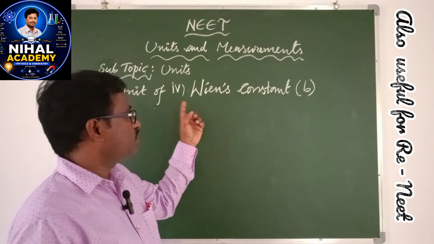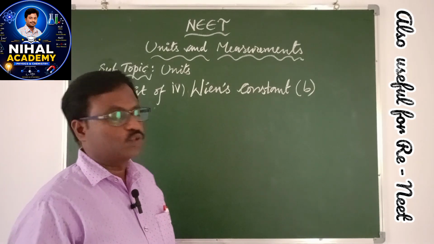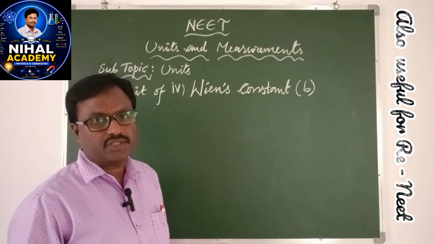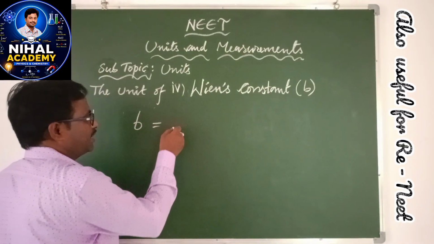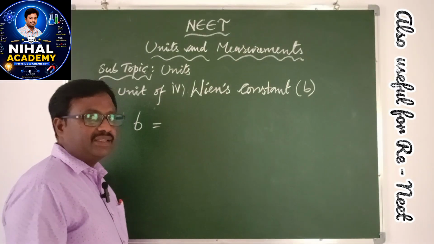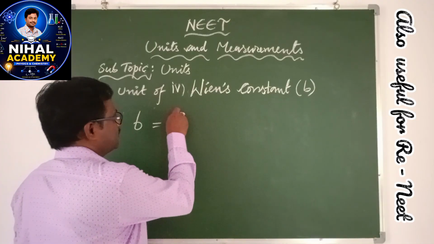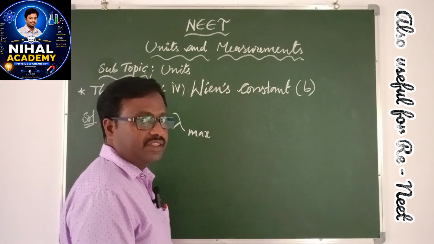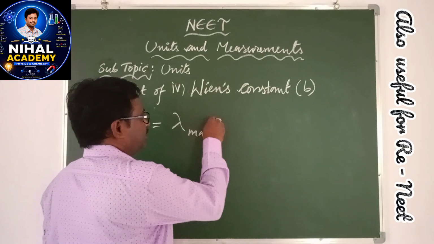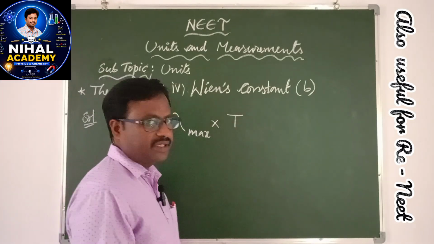Now also the next question, Wien's constant. So what is the unit of Wien's constant? So Wien's constant b is equal to the product of maximum wavelength and the temperature. So lambda maximum is the peak wavelength of radiation and temperature of the black body.